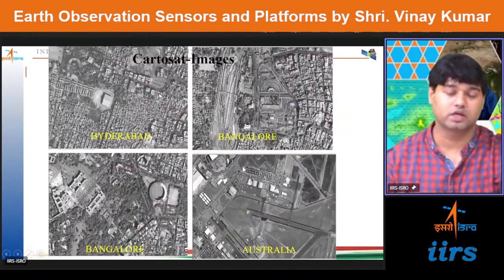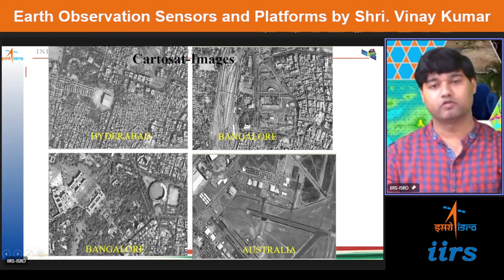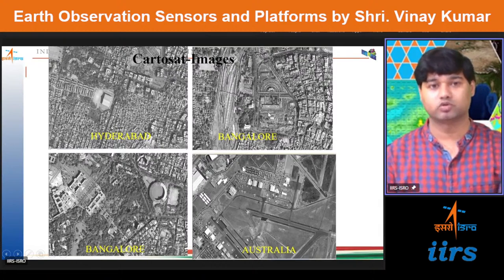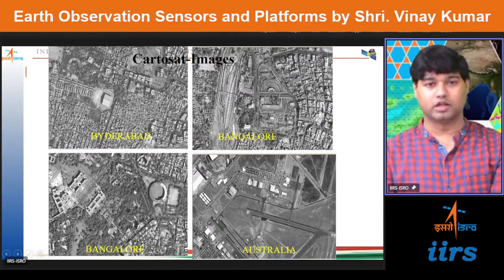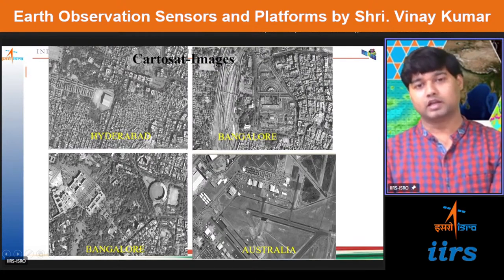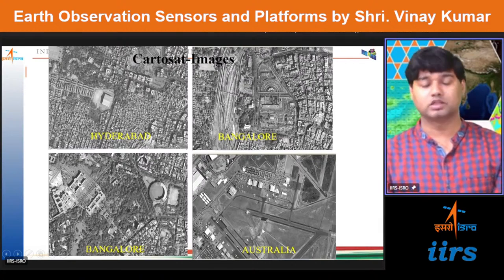This is your Cartosat satellite images from Hyderabad. So here you can see the individual building, the railway station, different vehicles parked in this, that also is visible. This is Vidhan Sabha of Bangalore and the stadium near to the Vidhan Sabha in Bangalore. And this is some of the Australian airport, how it is appearing in this image. You can see.